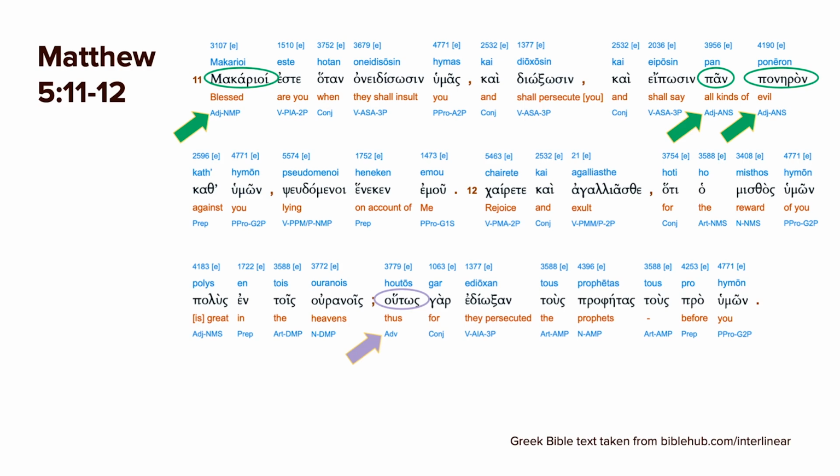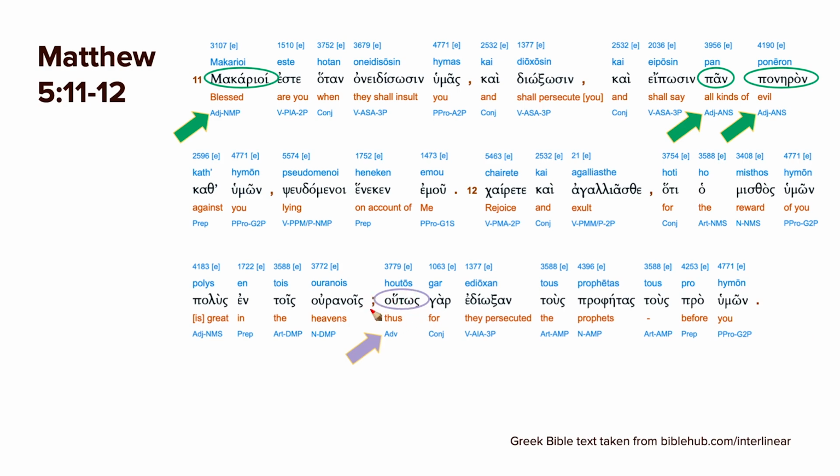And then we have pan. Pan, all kinds of, all right? So pan is usually all kinds of. It can also mean the whole thing, but in this case, all kinds of evil. Here is the adjective used as a substantive noun, in this case, evil things. They say all kinds of evil things against you. So that's another adjective used in the substantive way. And then houtos, thus, in this way, they persecuted the prophets before you, in this way.